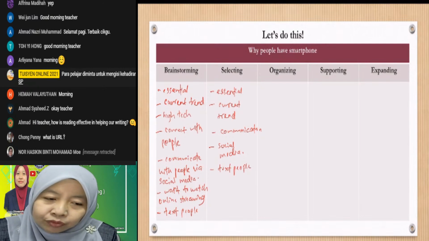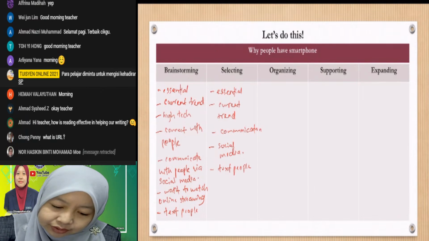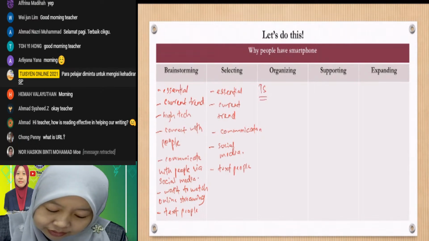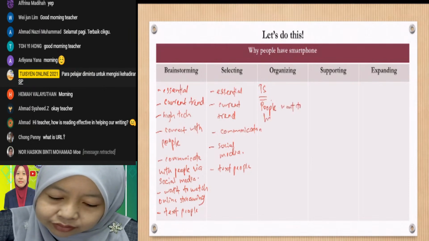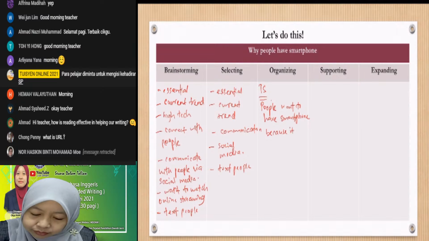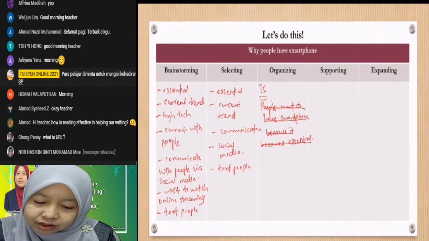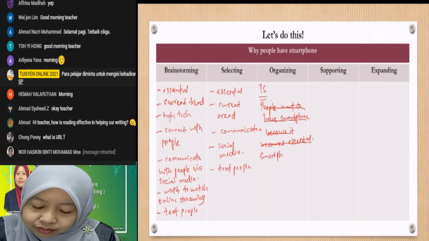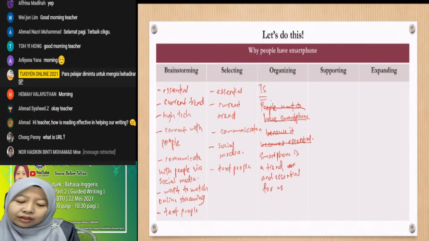Okay. So we move to the third step. Okay, organizing. So what is your topic sentence? Okay, I start with my topic sentence. People want to have smartphone because it becomes essential. Okay, I don't think that we can use this sentence, because it's complex. Make it simple. Smartphone is a trend and essential for us. Okay, so that will be your topic sentence.